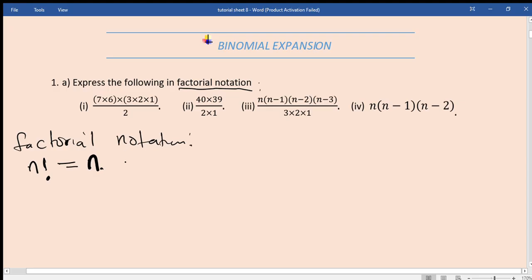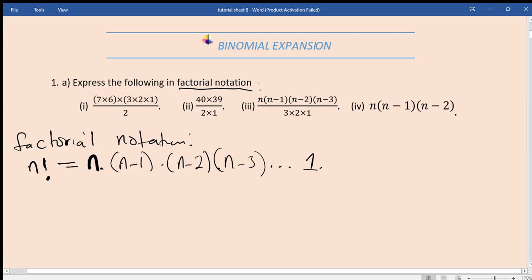So we're going to have n multiplied by n minus 1, which means n has decreased by 1, multiplied by n minus 2, n decreased by 2, multiplied by n minus 3, n decreased by 3, and the product continues until we reach 1. So it's just a decreasing product until we reach 1. So n factorial, where n represents any natural number.